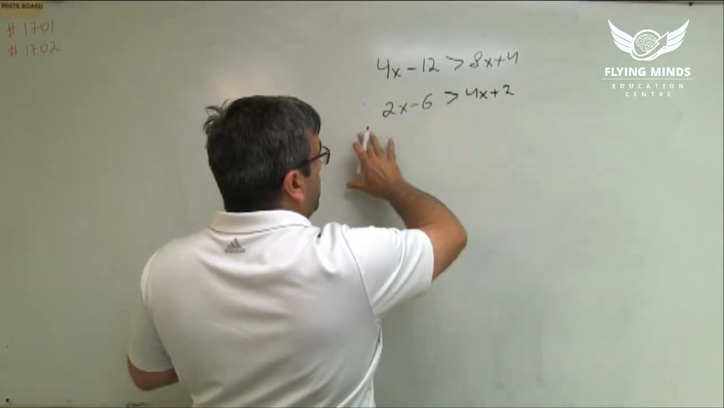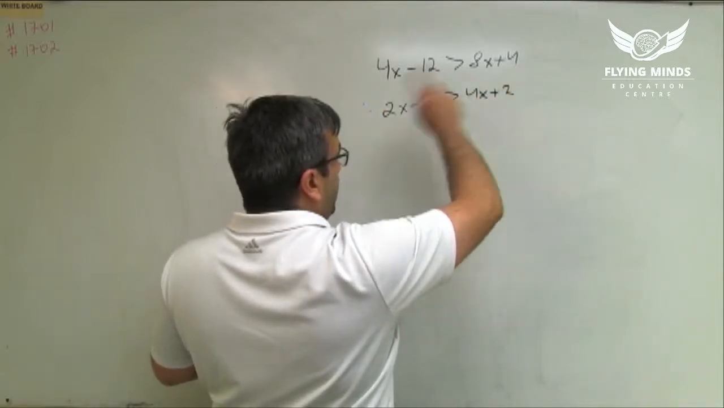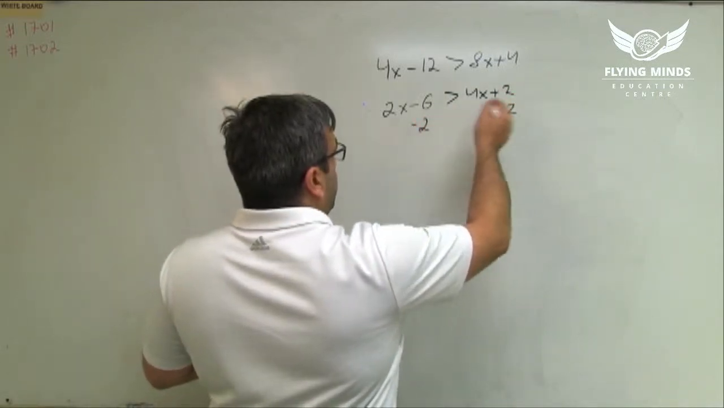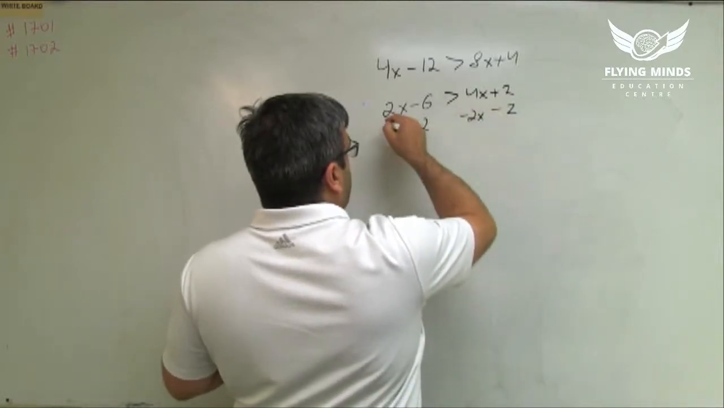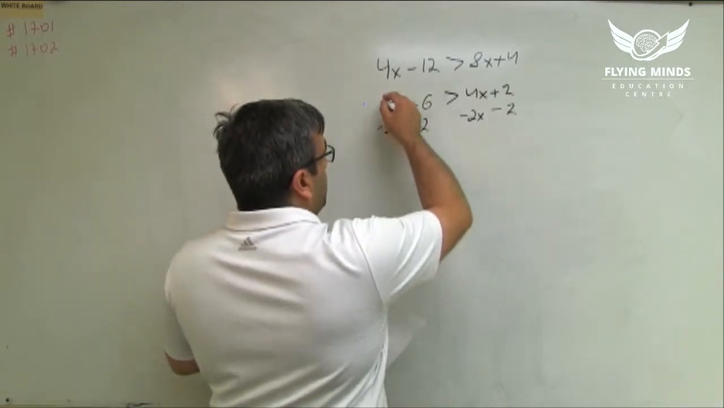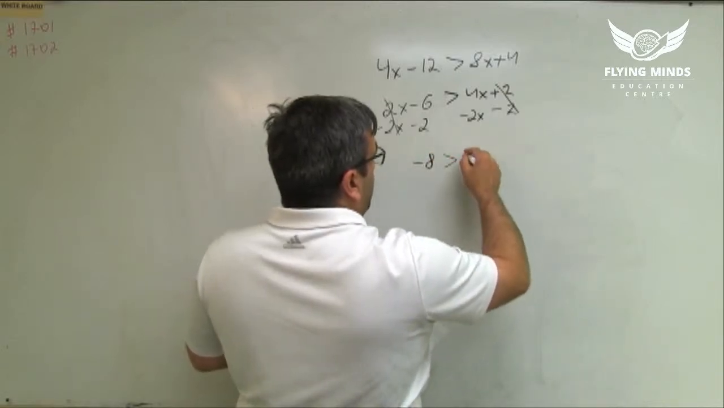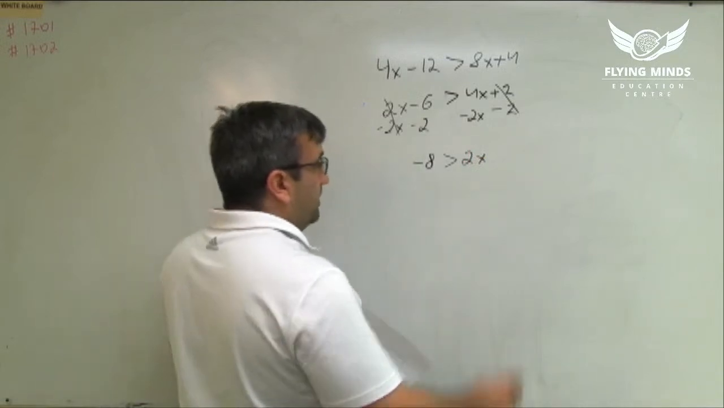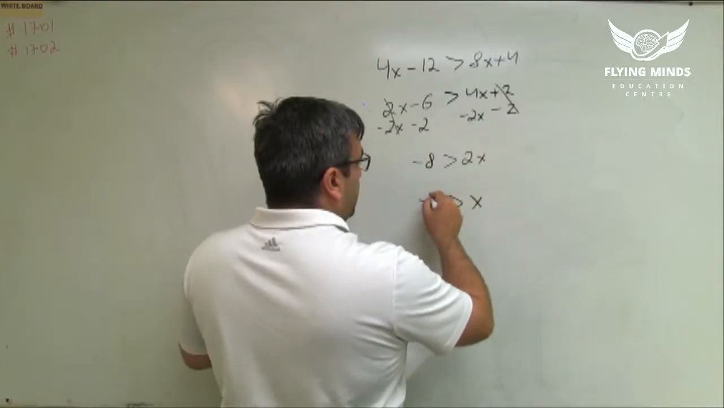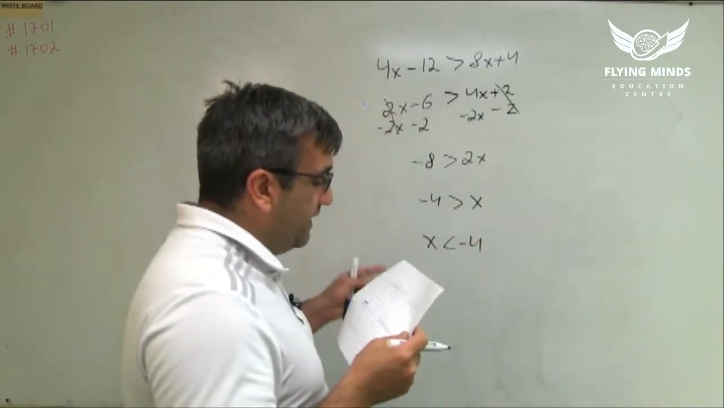So we can move all the unknowns to one side and numbers to the other side. So we can subtract 2 and subtract 2x on both sides. Okay, and what do we get? So here we have negative 8 greater than 2x. We divide by 2, so x less than negative 4. So let's write it in proper way. So x less than negative 4.